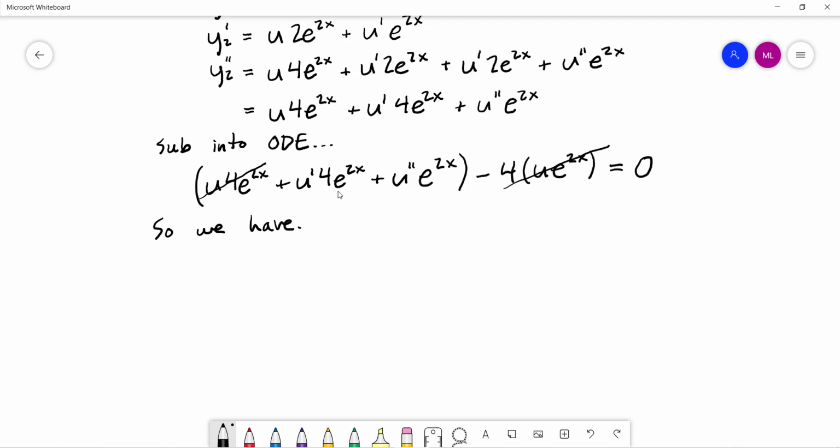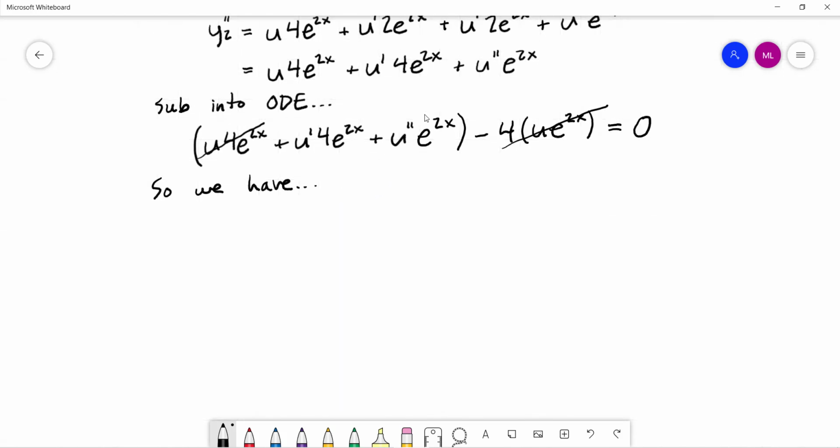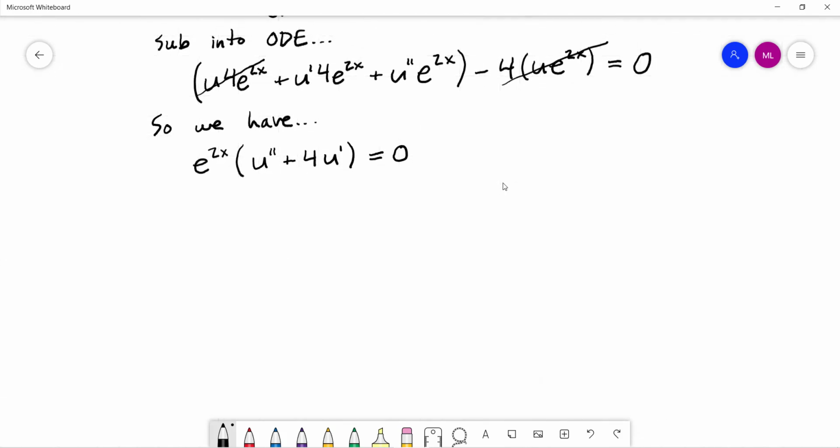We have, at this point, and we can factor the e to the 2x out if we want, it doesn't really matter, e to the 2x times, in this case, u double prime plus 4u prime equals 0. So all I've done is basically take these two terms, factor the e to the 2x out, and just reorder them. So here's our differential equation. I can cancel the e to the 2x if we want, because I can divide through by it. It's always going to be some positive non-zero number. And when I divide through by it, on the right-hand side, 0 divided by this non-zero number is just going to be 0.